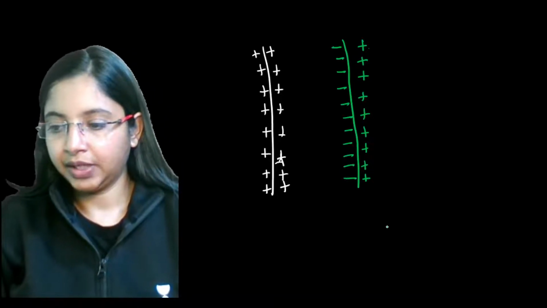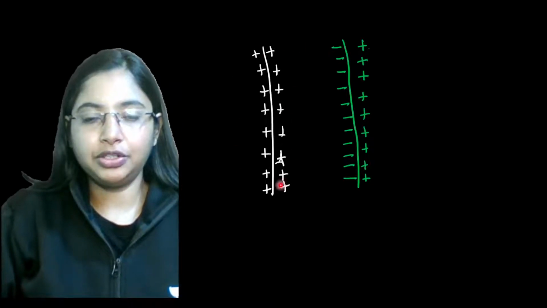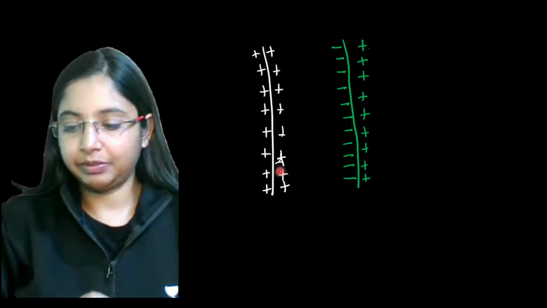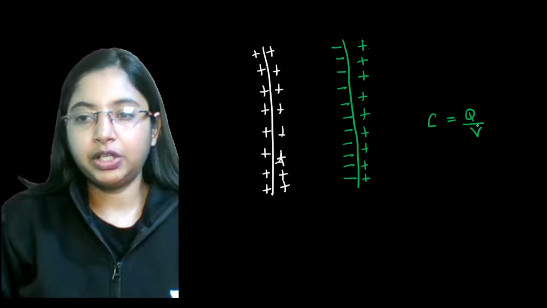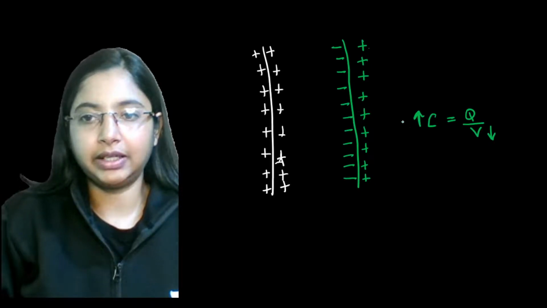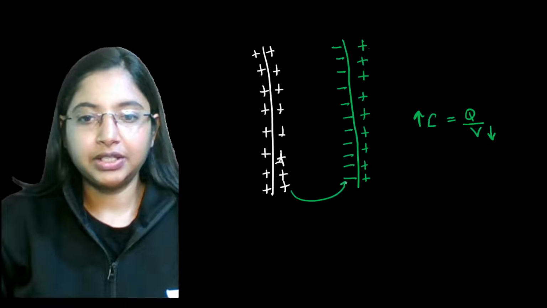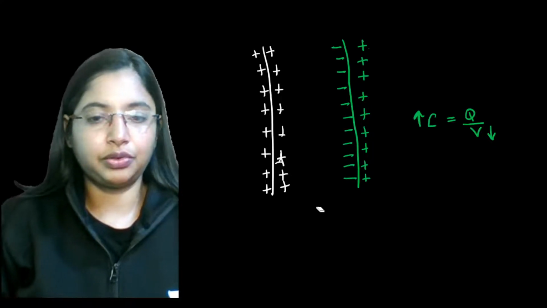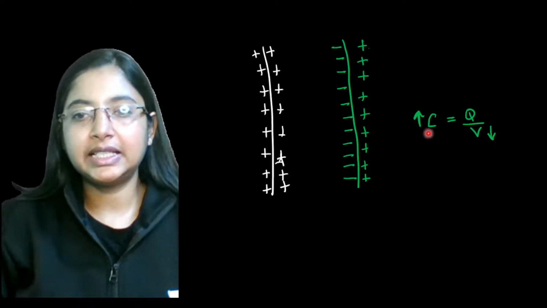Now in this case, because of these positive charges over here, the net potential of this plate decreases by a very small amount. Potential decreases means capacitance will increase, because C is equal to Q by V. If potential decreases, capacitance will increase. Here the positive charges are much closer to the negative charges. Because of this, when you bring this plate close to it, the potential of this plate drops by a small amount, which increases the capacitance value.